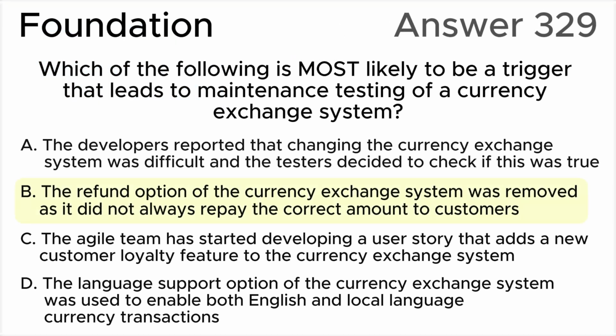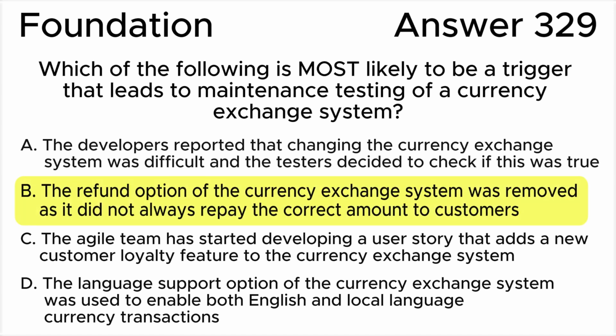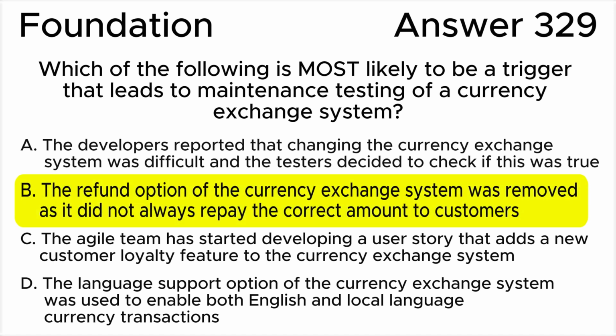The correct answer is B, according to the ISTQB Syllabus. A system modification, such as a fix or enhancement, is an example of a trigger for maintenance testing. The removal of the refund option of the currency exchange system was a fix that would lead to maintenance testing. All the rest of the answers are wrong.